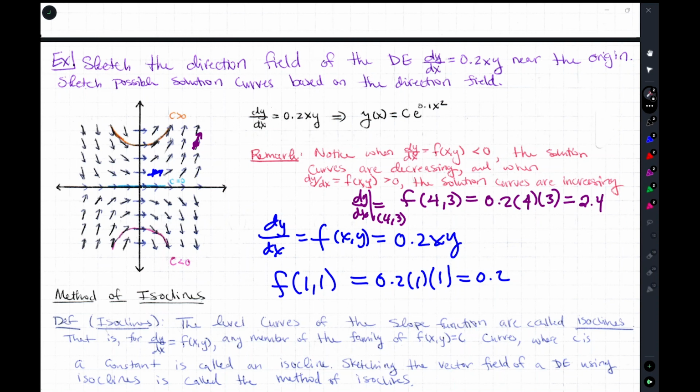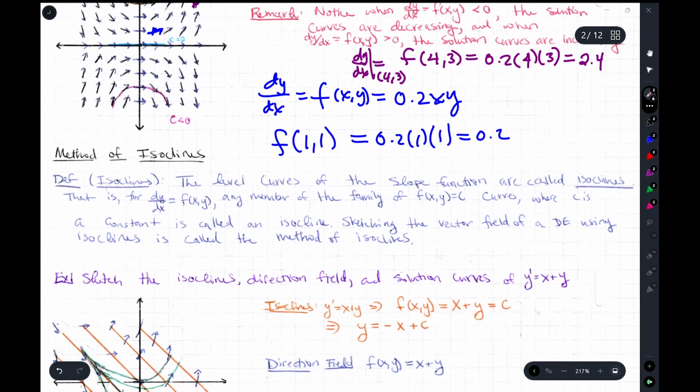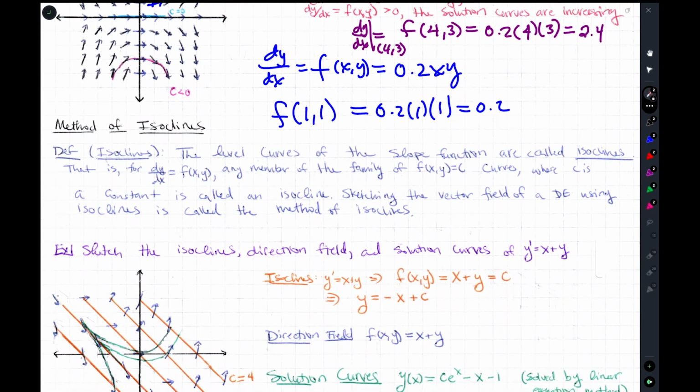Now, we don't have to just draw vectors randomly, okay? Just pick out points and draw the slope there, the lineal element at that point. We could do this formally. We could develop a method for actually doing this. And one method is the method of isoclines. So what is an isocline?